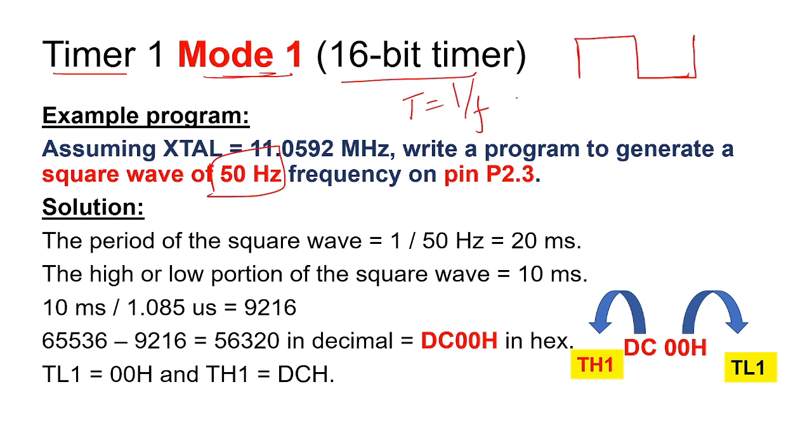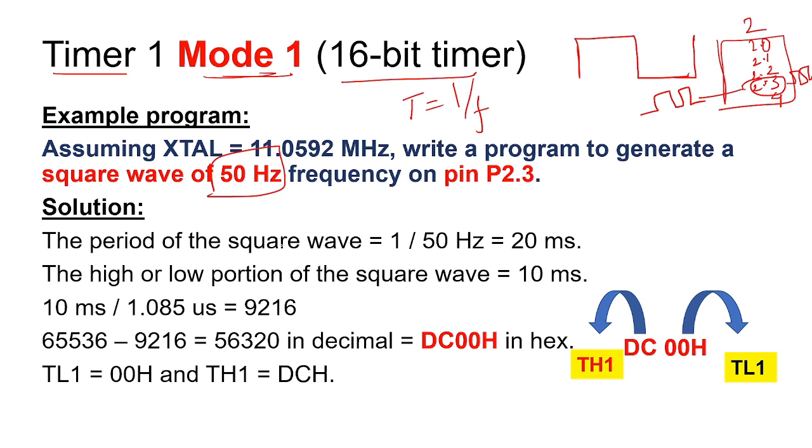We can calculate. Another thing is pin 2.3. In port 2 you have 8 pins, right? So 0, 1, 2, 3, 4, that is 2.0, 2.1, 2.2, 2.3. In 2.3 I want to generate the square wave. That is the question. So we will proceed to the solution.